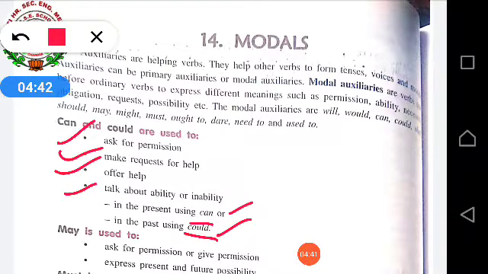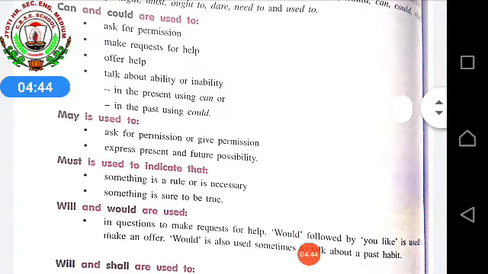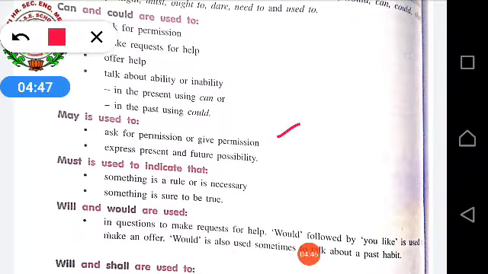The next one, may. May we can use for asking permission or giving permission, as well as to express present and future possibility, that this may happen in the future. So that is future possibility. And to express present possibility also, this can happen today.